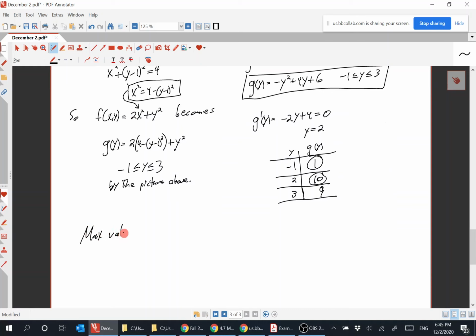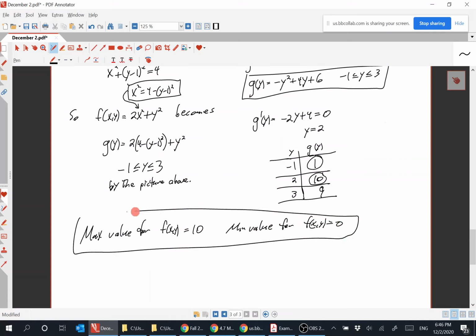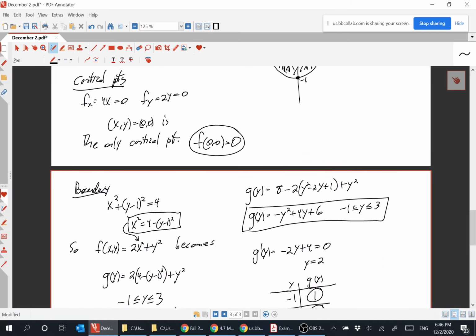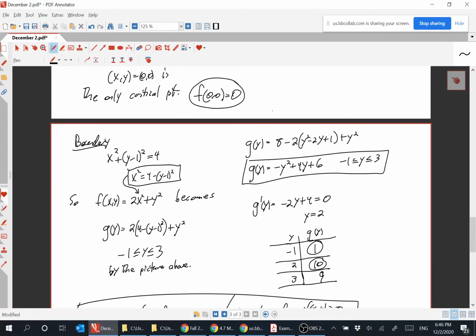So max value for f(x,y) is 10 and min value for f(x,y) is 0. All right, you just compare the max and mins on the boundary with the values on the critical point and, you know, pick out the biggest and the smallest. So we got 0 and 10.